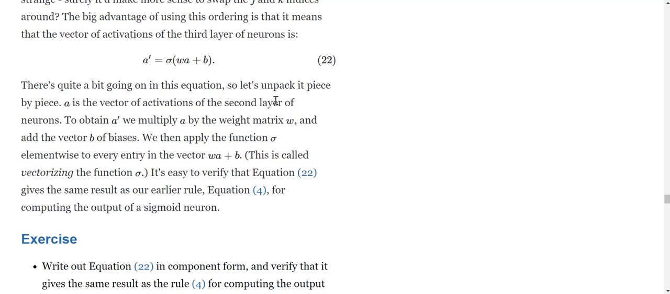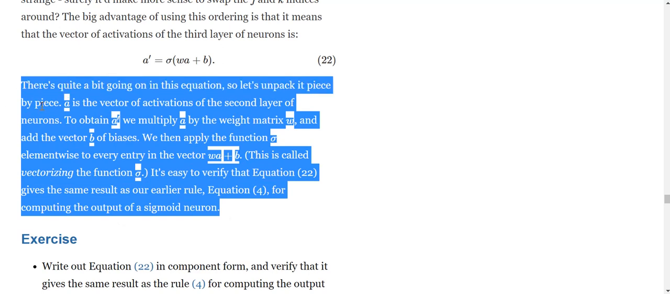a is the vector of activations of the second layer of neurons. To obtain a', which is the activation in the third layer, we multiply a by the weight matrix w and add the vector b of biases. We then apply sigmoid element-wise to every entry in the vector wa plus b, and this is called vectorizing the function sigmoid. It's easy to verify the equation gives the same result as our earlier rule, equation 4, for computing the output of a sigmoid neuron. So I guess this is sufficiently obvious.